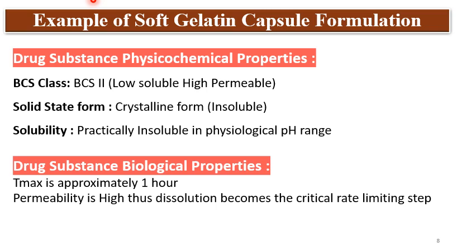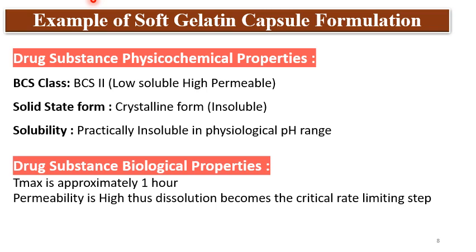So drug substance physicochemical properties: BCS class 2. So the drug is BCS class 2, which is low soluble and high permeable. Solid state form is crystalline form, and crystalline form is insoluble throughout the pH. Solubility: practically insoluble in physiological pH range. So the molecule is practically insoluble. It is not having any solubility.